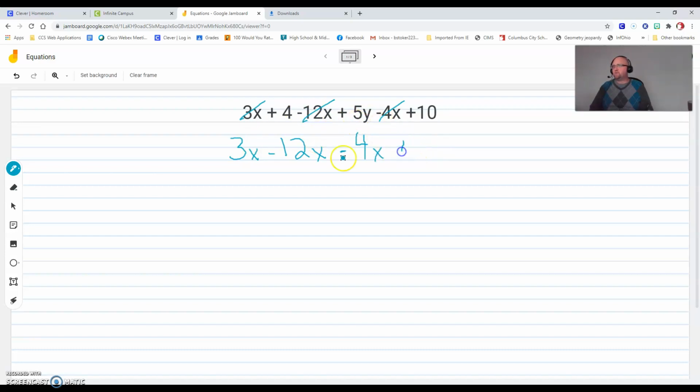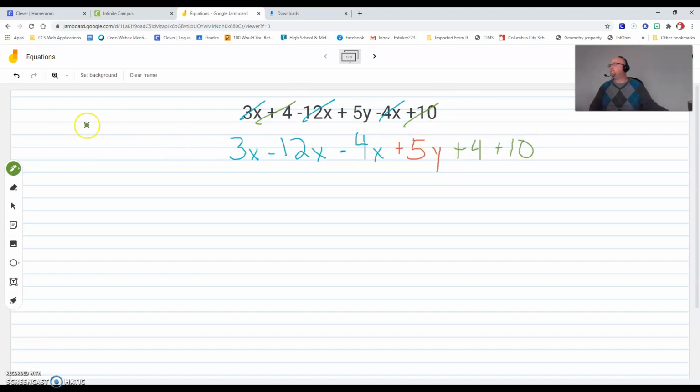Then the next thing I'm going to do is bring in my 5y. I'll write that in a different color ink. Sorry, I'm looking kind of funny. So plus 5y. And then my last two are my constants, which are 4 and 10. So plus 4 plus 10.